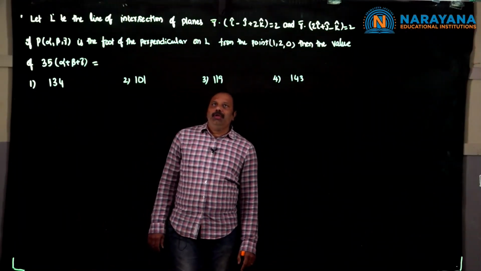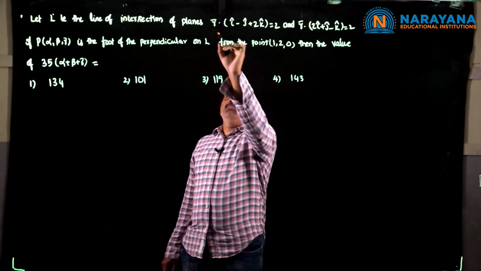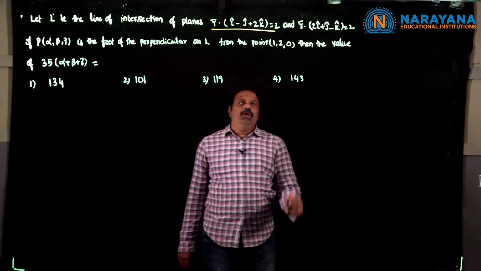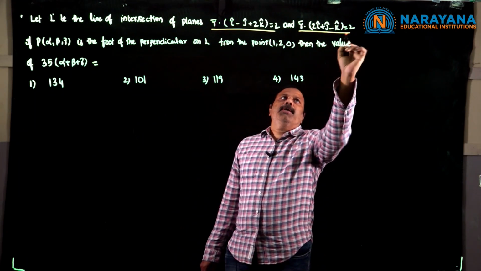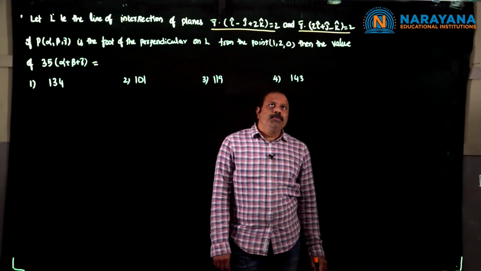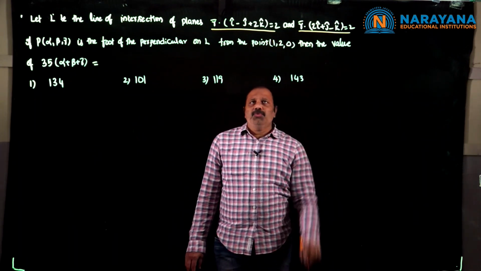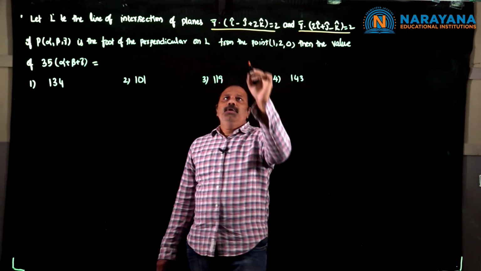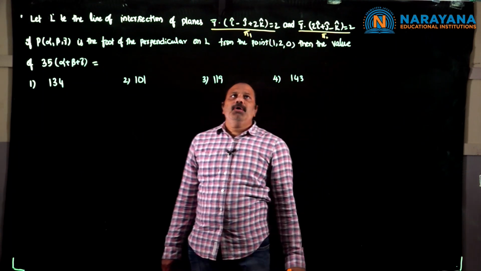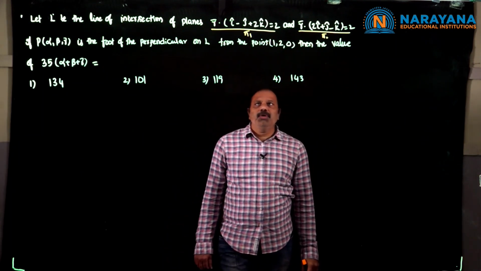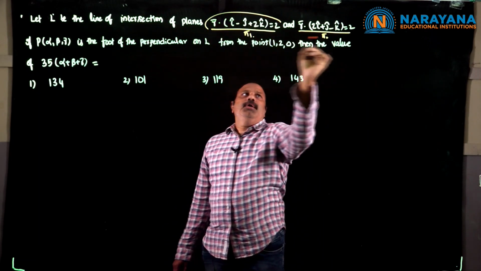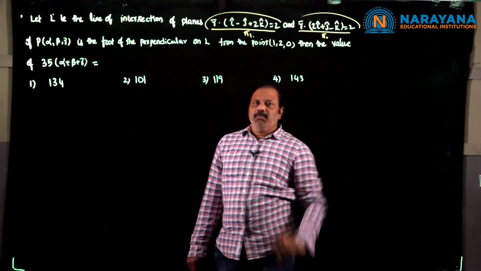Let L be the line of intersection of the planes r bar dot (i cap minus j cap plus 2k cap) is 2 and r bar dot (2i cap plus j cap minus k cap) is 2. It is looking like r bar dot n bar is equal to d. r bar dot n2 bar is equal to 2. Let us take this as n1 bar, this as n2 bar. n1 bar and n2 bar are the drs of the normals to the respective planes. n1 bar is the dr of the normal to the first plane, n2 bar is the drs of the normal to the second plane.